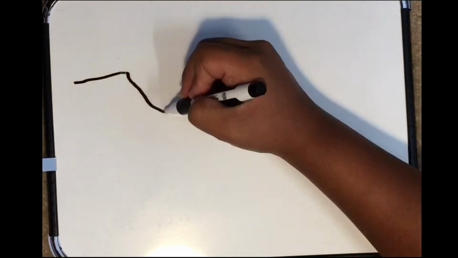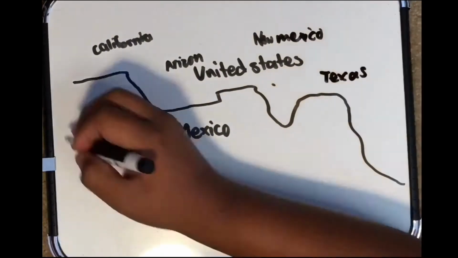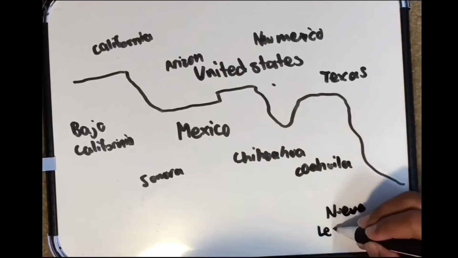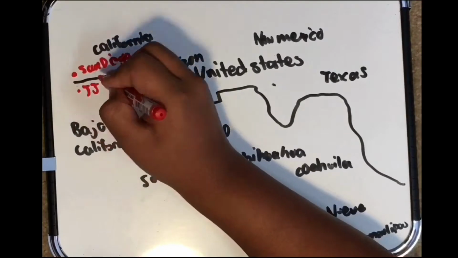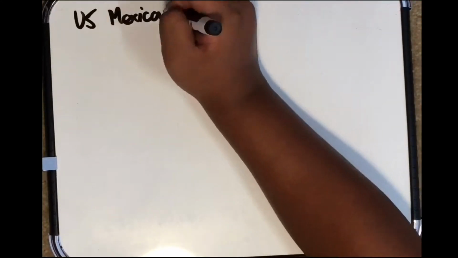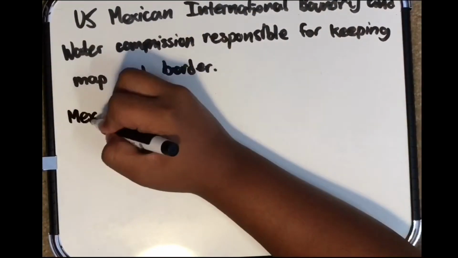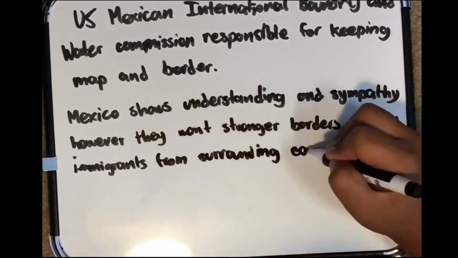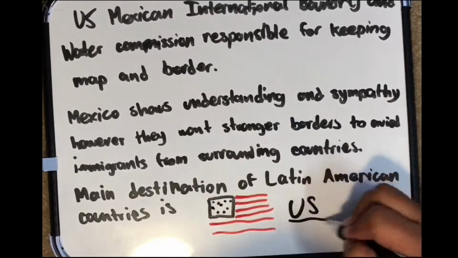The U.S.-Mexico border is 3,141 kilometers or 1,951 miles long. There are several large urban areas on the border, like San Diego, California, Tijuana, Mexico, Brownsville, Texas, and Matamoros, Mexico. The International Boundary and Water Commission maintains the border and water agreements between the U.S. and Mexico. Mexico shows understanding and sympathy for illegal immigrants in the north, but wants stronger borders from surrounding countries like Guatemala. But the main destination is the U.S.